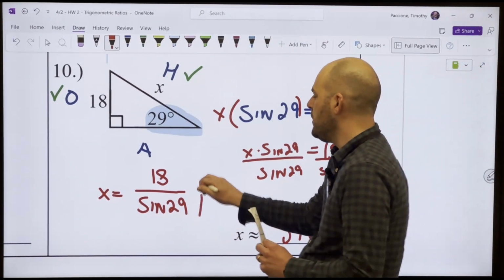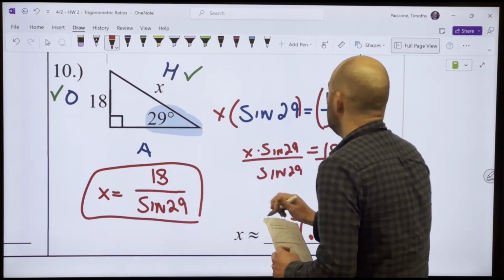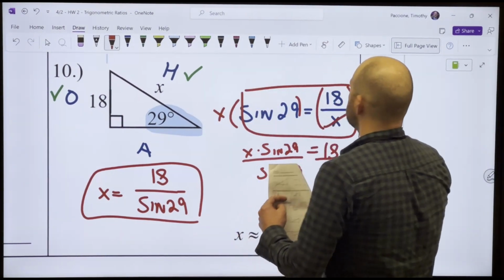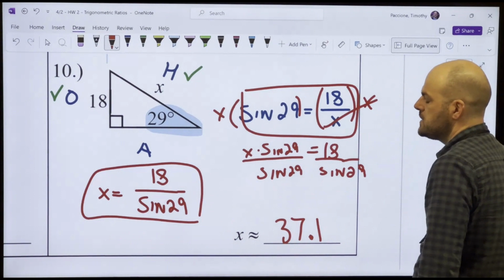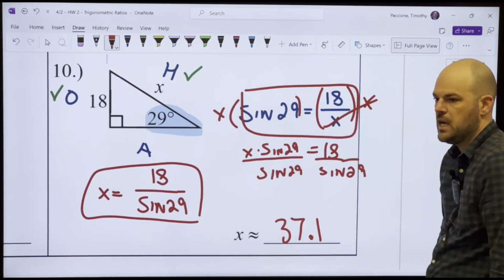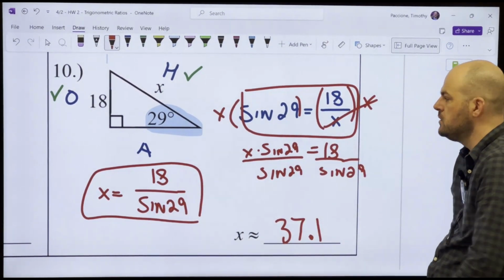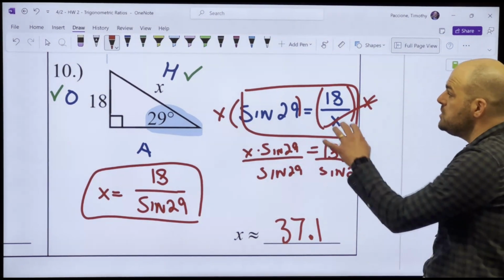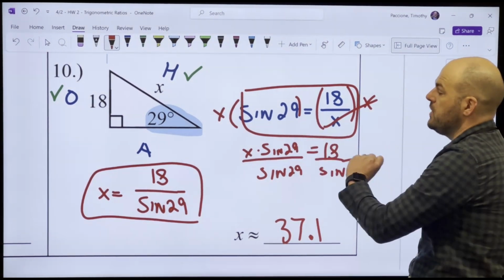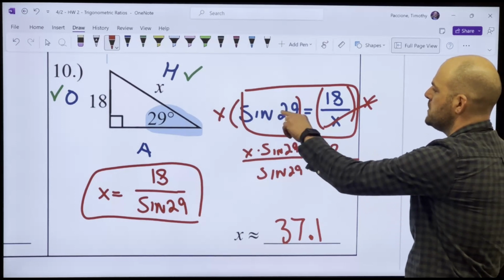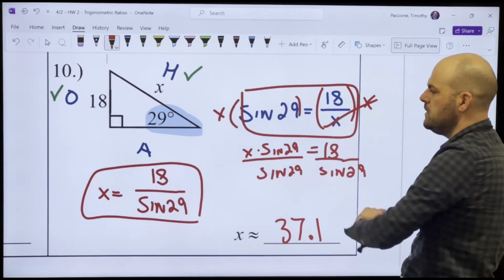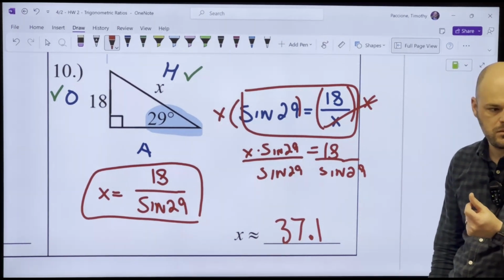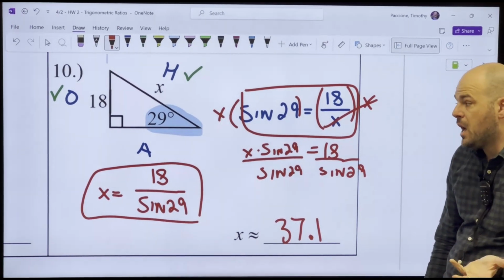Okay, now, notice what we ended up with, and notice what we started with. Sine equals 18 divided by x equals 18 divided by sine. What changed? This and this just changed places. That'll happen every time. So once you set this up, if you just remember that, you can just say, oh, I can switch their places. X equals 18 divided by sine of 29. You don't have to do all those steps. Does that make sense? That will happen every time.